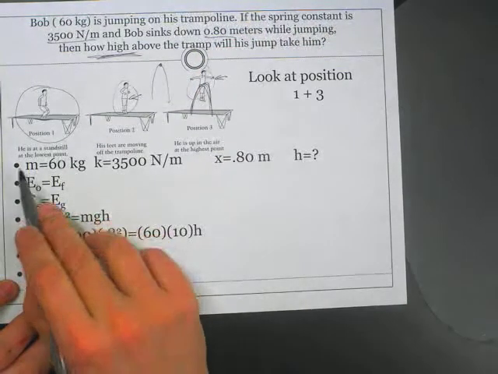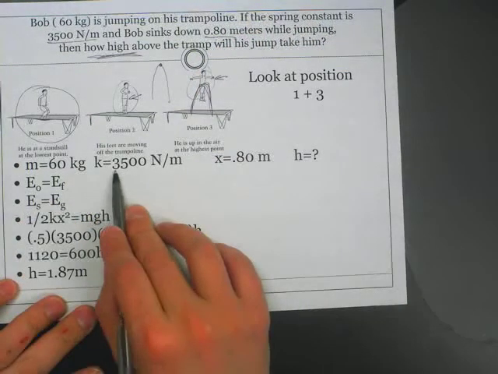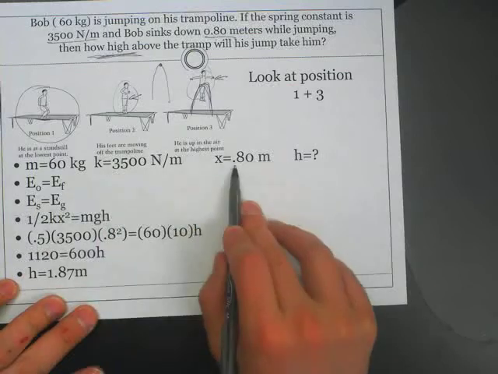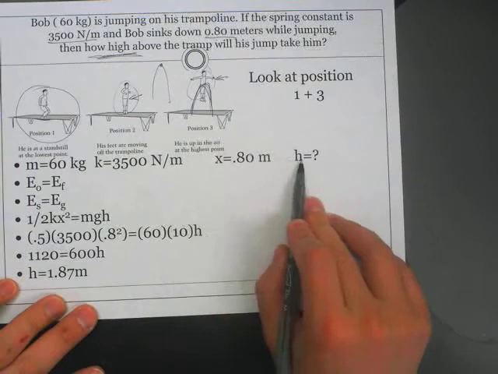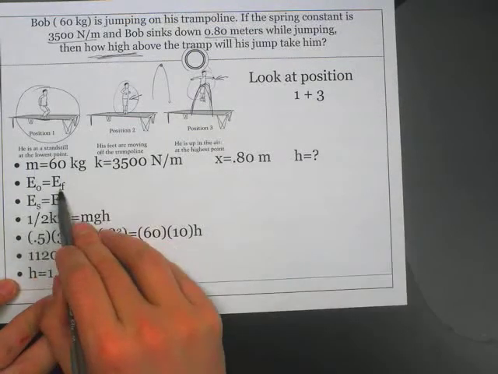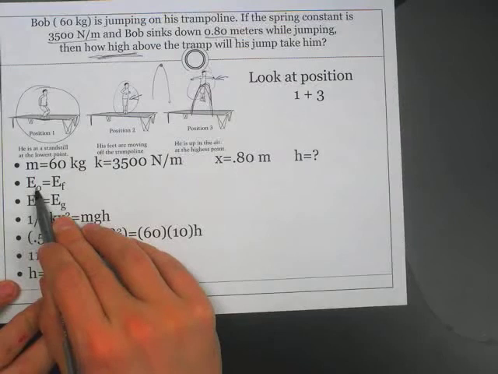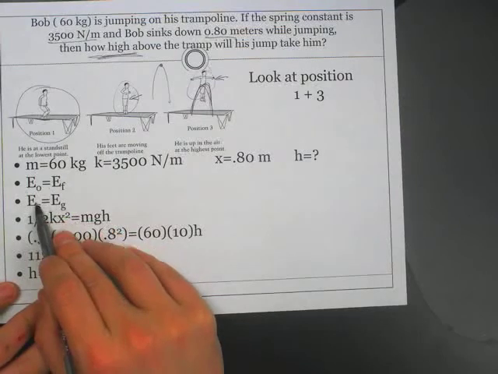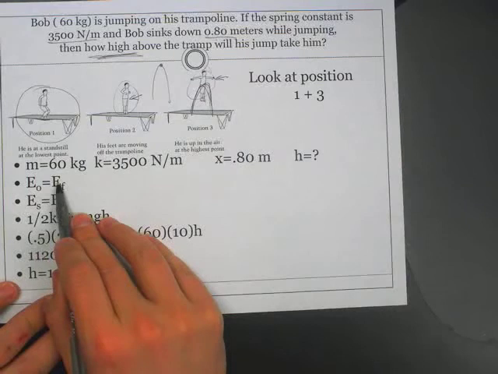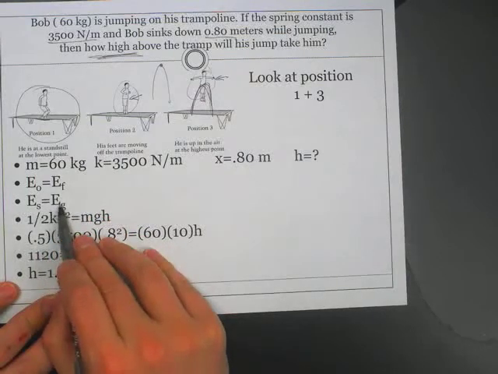Okay, so knowns and unknowns. Mass is 60. Spring constant is 3,500. Distance the trampoline stretches is 0.8. Height is our question mark. So initial energy equals final energy. Our initial energy, again, he's not high, he's not fast, but he is springy. Our final energy, he's not fast or springy, but he is high. So that's why it's ES equals EG.